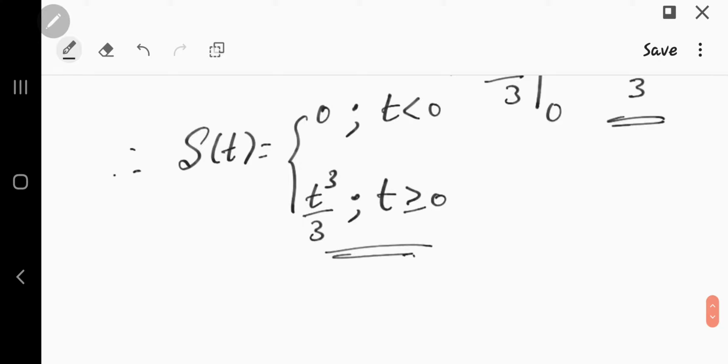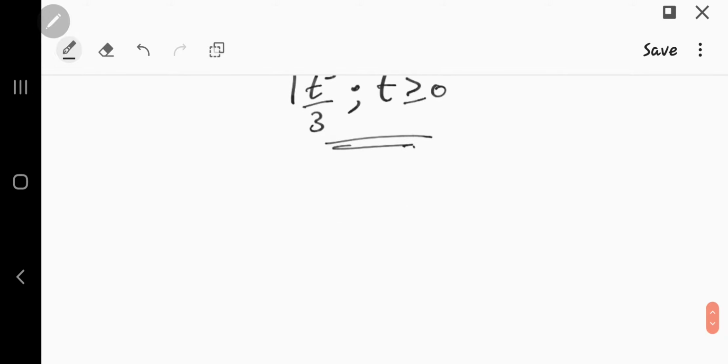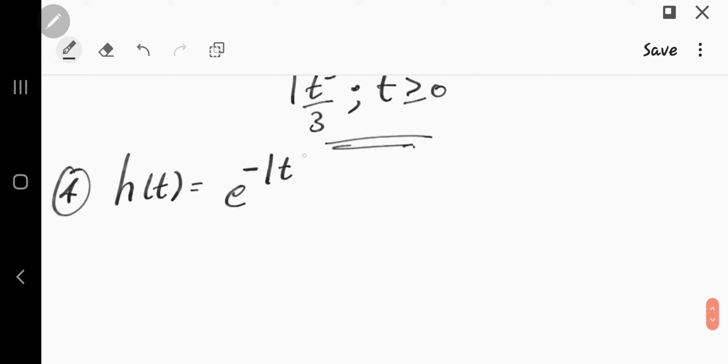So, this is a different kind of problem here. Now, I will take one more example. The given signal is h of t is equal to e to the power of minus mod t into u of t. Now, this signal looks very simple, but if you observe this, they mentioned e to the power of minus mod t.